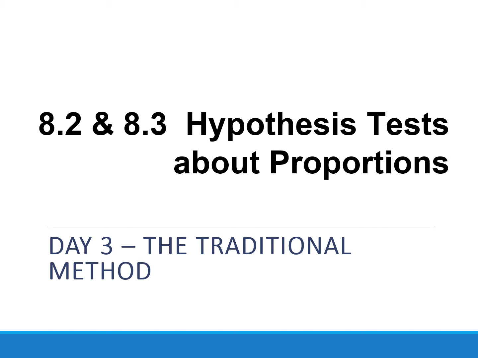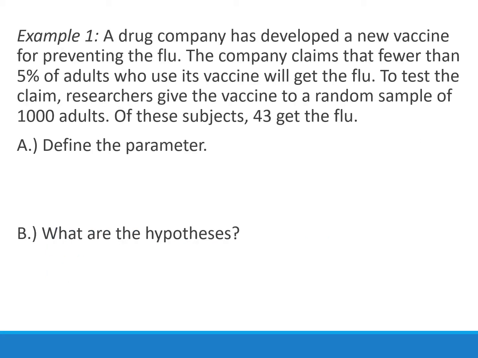In day 3 of the 8.2, 8.3 notes, we're going to look at the traditional method, which is another way to evaluate hypotheses that doesn't use p-values. In this example, we have a drug company who's developed a new flu vaccine. The company claims that less than 5% of people who take this vaccine are going to develop the flu.